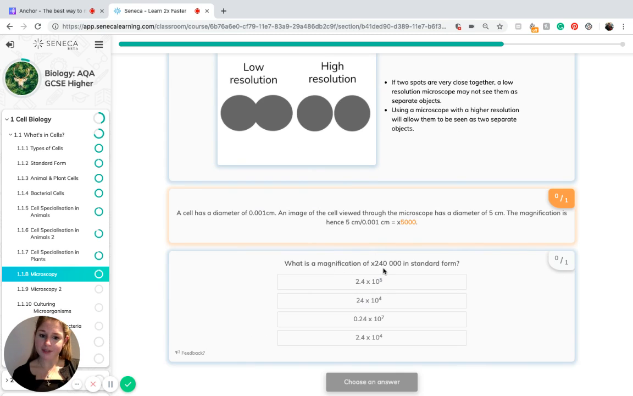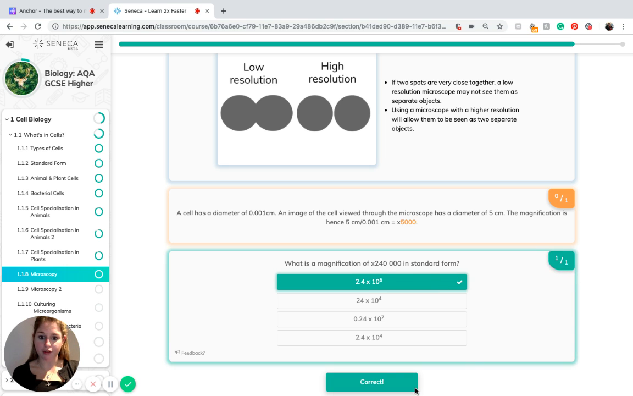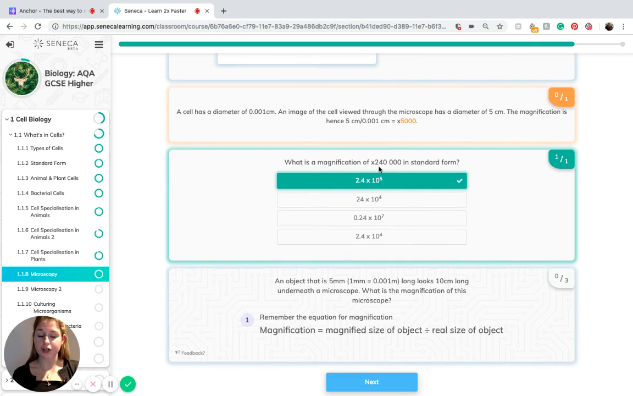So what is a magnification of times 240,000 in standard form? If we want to look at how many decimal places we need to move in order to convert it to standard form, it would be 1, 2, 3, 4, 5, to make it 2.4 times 10 to the power of 5, which is equivalent to times 240,000 magnification.